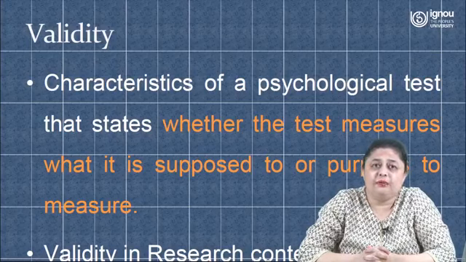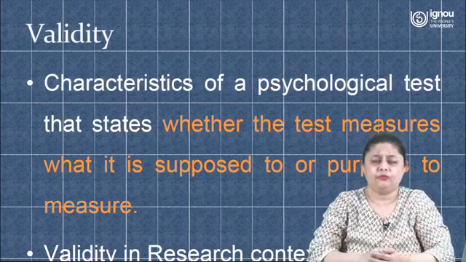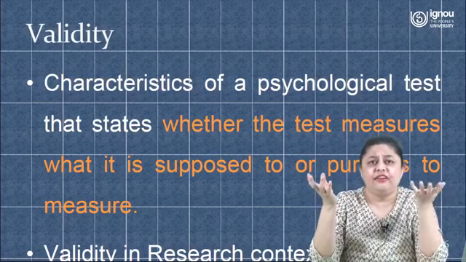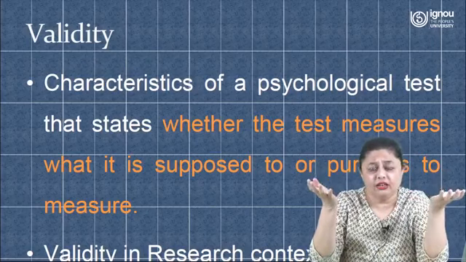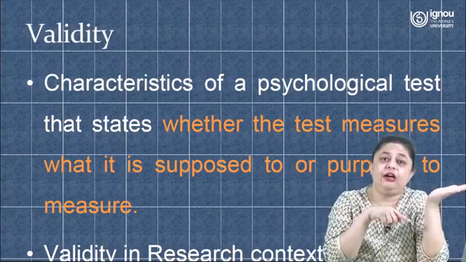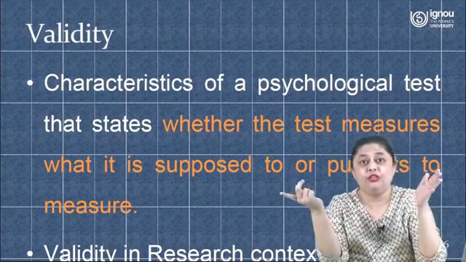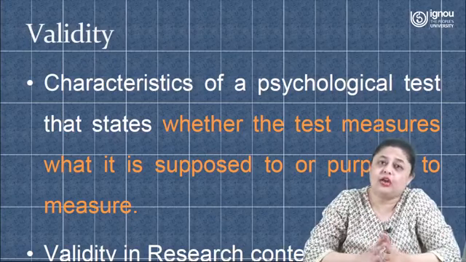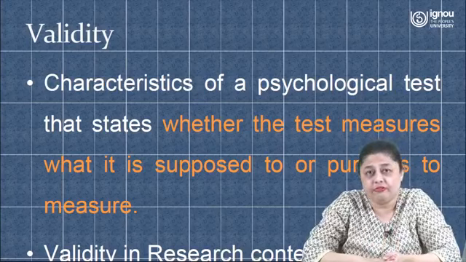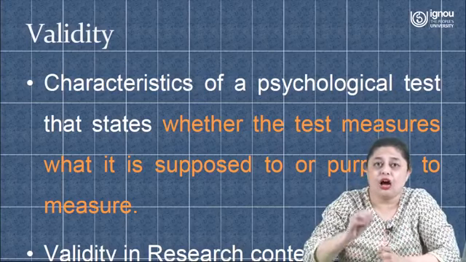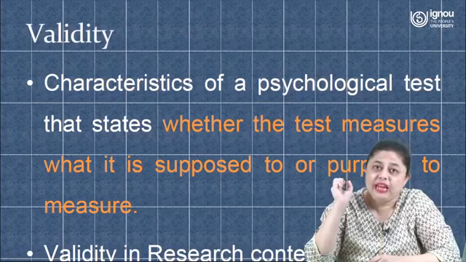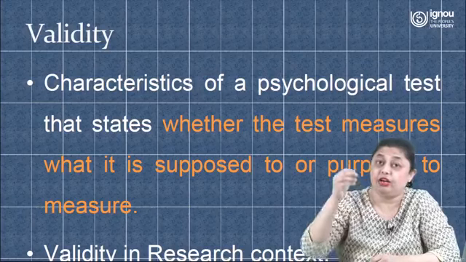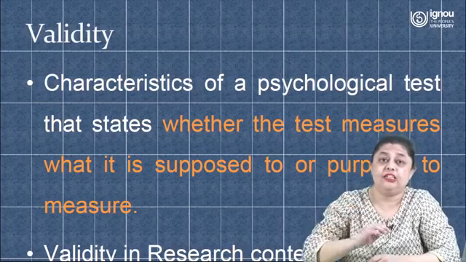Let us take an example of a ruler. A ruler is a valid tool to measure length. In a similar manner, a weighing scale is a valid tool to measure weight. But would a weighing scale be a valid measure to measure length? No. Right? And then the whole thing becomes more complex when we talk about psychological entities, because we can't see them. First of all, they are intangible. So how to actually make them valid is again a challenge, to see that our psychological test, if it is on adjustment, measures adjustment only and nothing else.